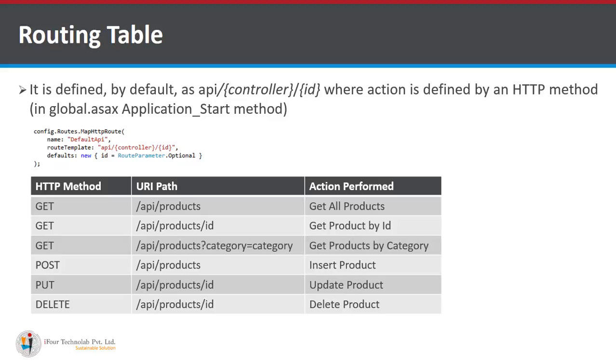Now if you want to insert data, then there is the POST method, and your URI path will be api/products. If you want to update a product, then it is the HTTP PUT method and the URI will be api/products/ID, the ID you want to update. Last one is the HTTP DELETE method. If you want to delete a product, you can delete it by ID and the URI path is api/products/ID.